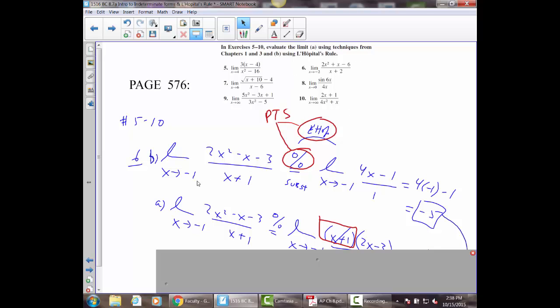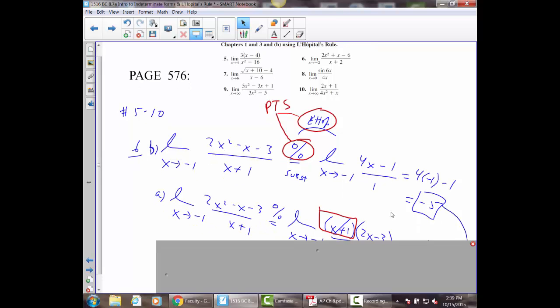So here's number 6. First of all, you substitute. Sure enough, we get 0 over 0, which allows us to use L'Hopital's. The derivative of the numerator is 4x minus 1. Derivative of the denominator is 1. And now you replace your x by negative 1. Your answer is negative 5.